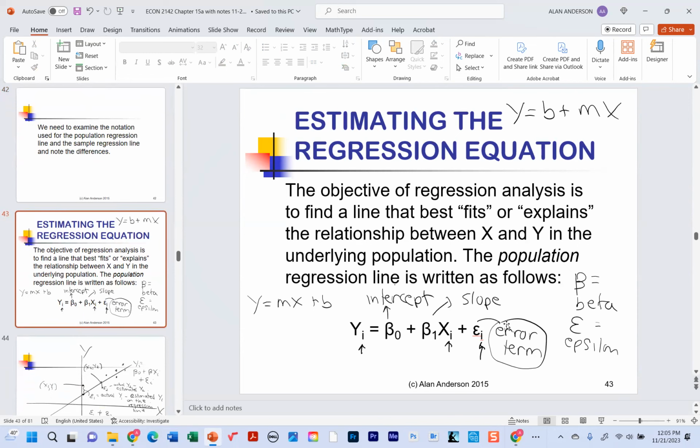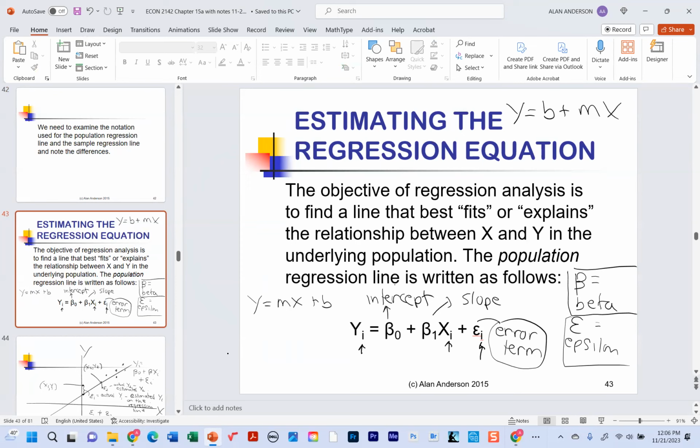Now, there's a lot of writing on here, but right here, this is our population regression line. And you can see we've got some new Greek letters in here. The one that looks like a B is beta. One that looks like an E is epsilon. You can see it does kind of resemble a straight line, doesn't it? The beta 0 is the intercept. Beta 1 is the slope.